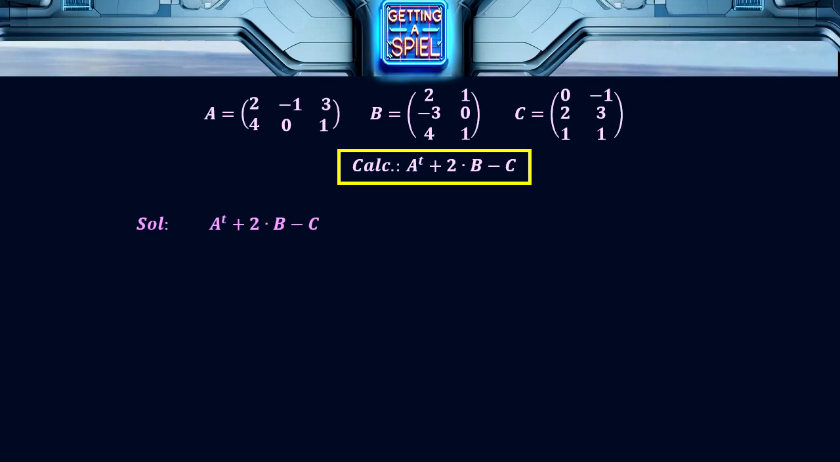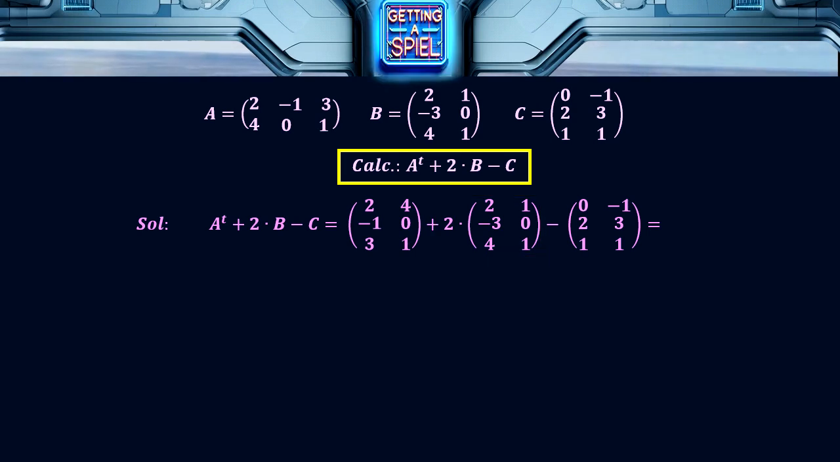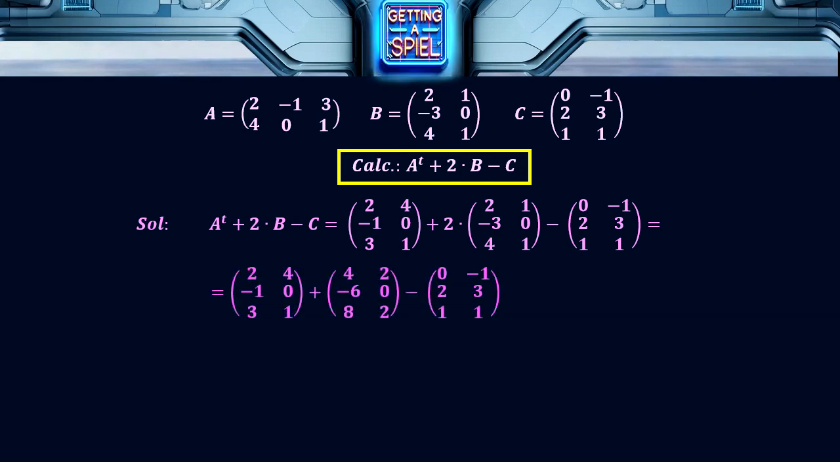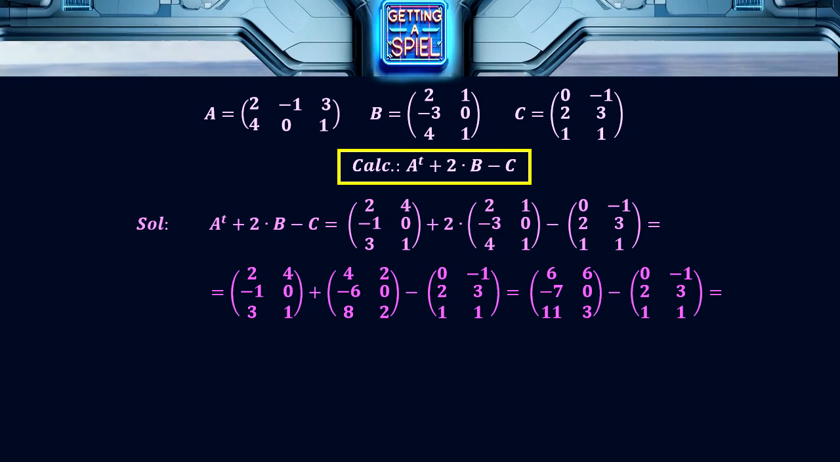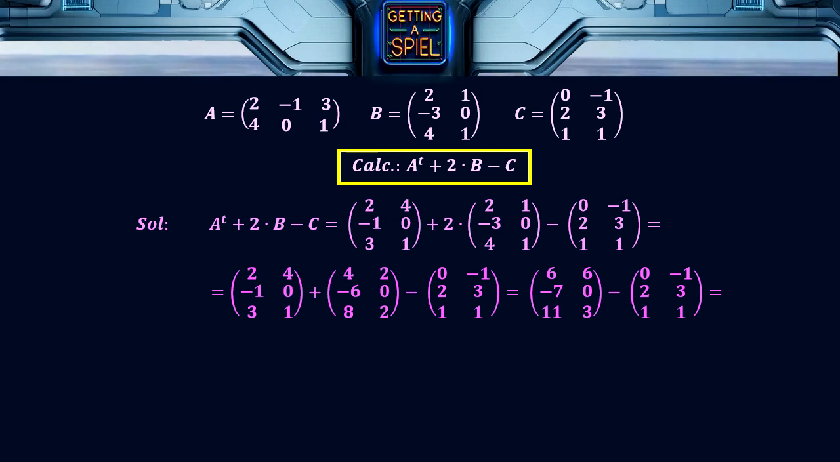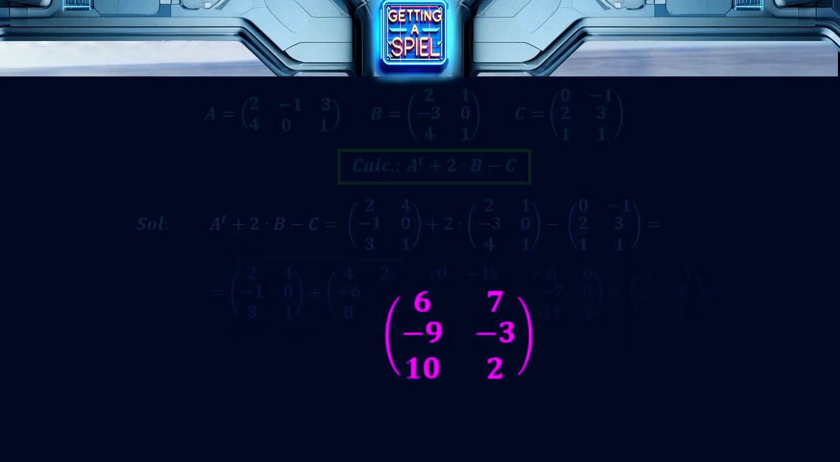First, transpose matrix A. You know the drill. Remove each row and rotate it clockwise. Next, multiply all elements of matrix B by 2 and bring down matrix C. Now we can proceed to add the first two matrices. Lastly, we proceed to subtract the last matrix. You know, we subtract position by position, being careful with the minus sign in between. This is the result. Make sure you have done it correctly and quickly. There you have it.